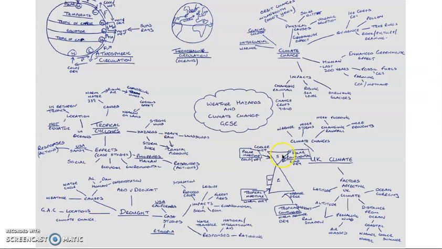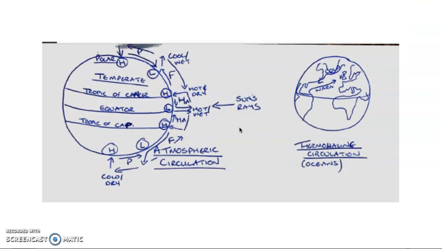Here is the mind map for the whole of the weather hazards course. And what we're going to do is break it down into each of the sections. So first of all, we need to know the physical processes that look at climate around the world. Now, what we have is some very badly drawn diagrams. The first one here shows us the atmospheric circulation.